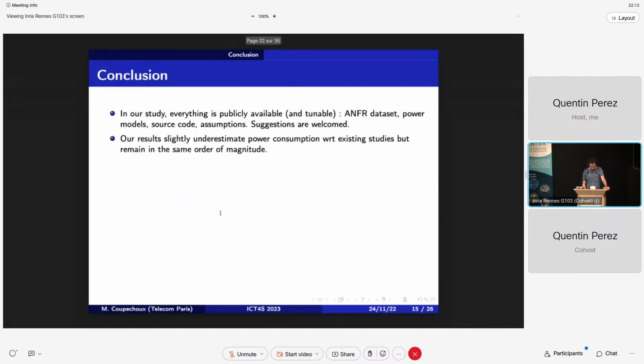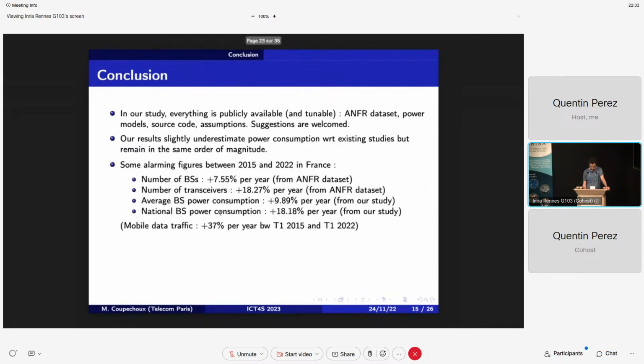So in conclusion, in our study, everything is open and available: the NFR dataset, the power model, the source code. Suggestions are welcome. It seems that we underestimate the power consumption with respect to existing studies, but we are in the same order of magnitude. And we have impressive, maybe alarming figures between 2015 and 2022.